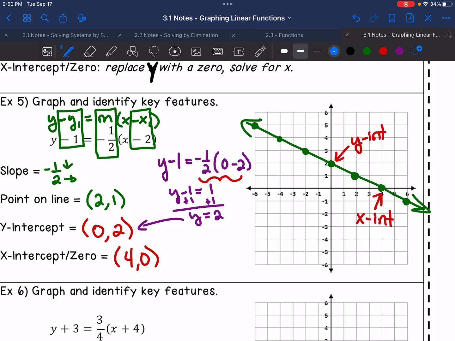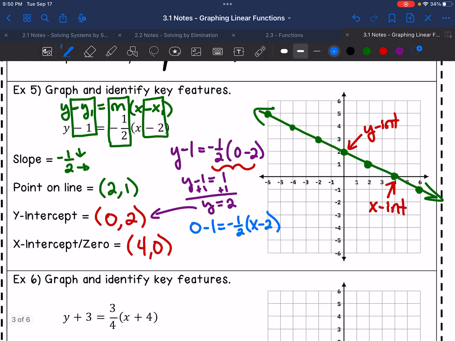For my x, I've got to replace the y with a 0. So the x stays the same. Here, I'll have to distribute. So I've just got negative 1 equals negative 1/2 x plus 1. Subtract 1 from each side. Negative 2 equals negative 1/2 x. And then divide both sides by negative 1/2. And that gives me x equals 4. So that's where the 4 is coming from.